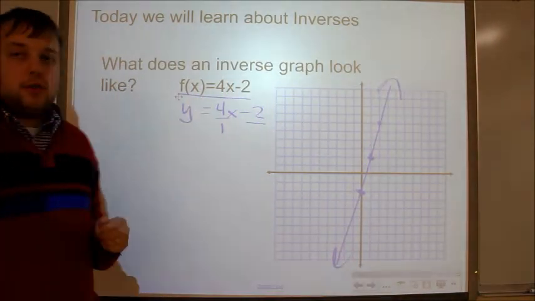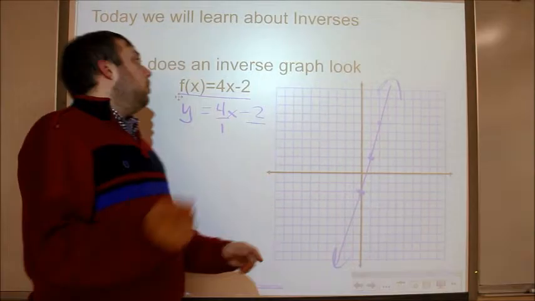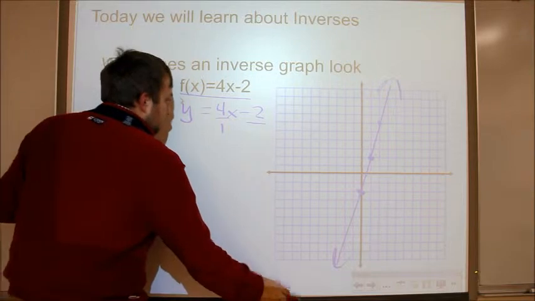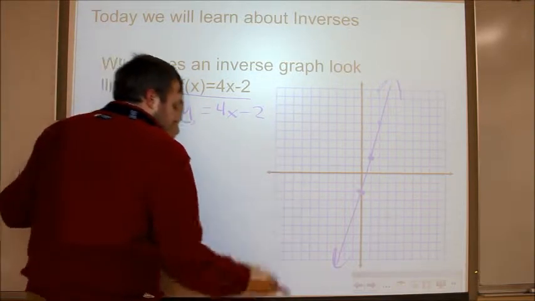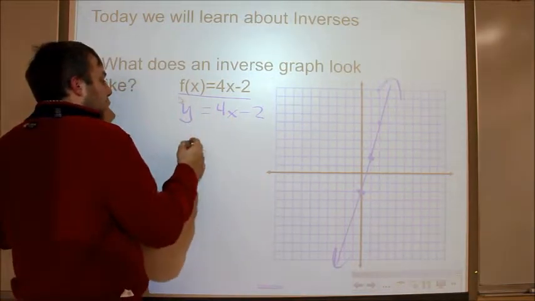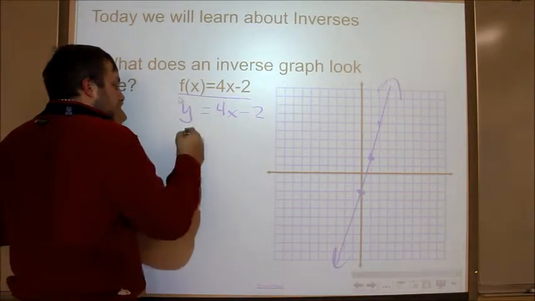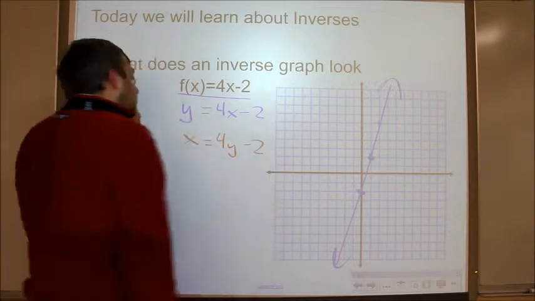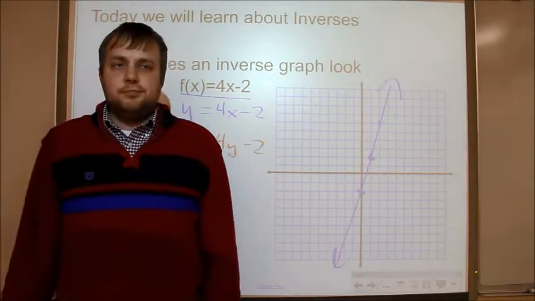So that is my normal function. Now, graph the inverse. We're going to do this in red. We're going to graph the inverse in red. So first off, I'm going to switch my x and my y. So I've got now x equals 4y minus 2. There's the inverse.